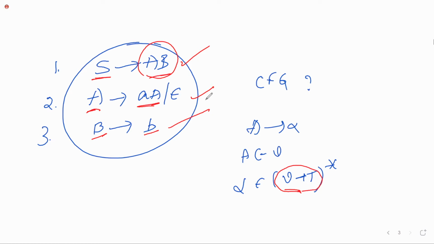Ma'am, for B to small b, we don't have to search for a variable. Directly we can assume it is a terminal. Yes, if it is a small letter, it is directly a terminal. Okay, ma'am. Okay, this is nothing but the context-free grammar. I think you are clear with this context-free grammar, is it not?